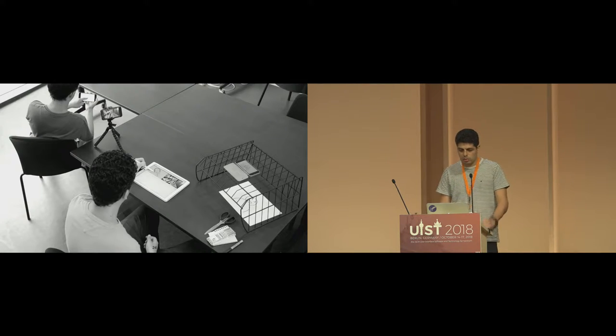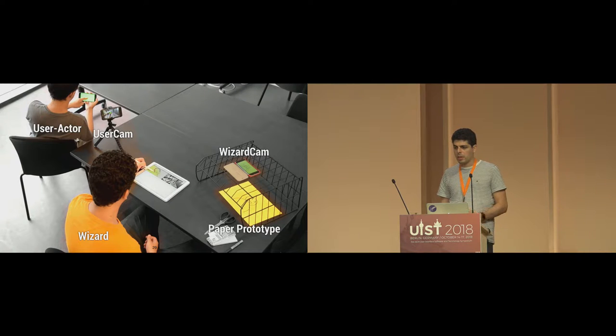So how do we do this? We have a user actor that is interacting with a green area over a phone, and then we have a camera that is recording these interactions. A wizard has a wizard camera parallel to a paper prototype that is recording everything that it does in that prototype and sends it to a canvas where the wizard can modify and combine both information.